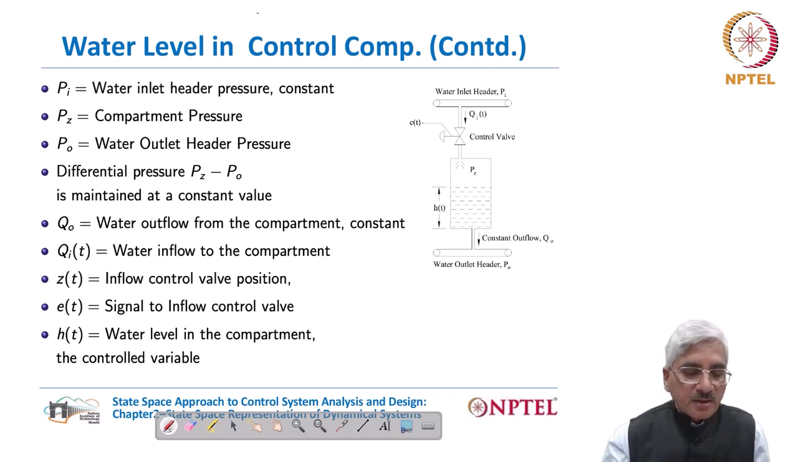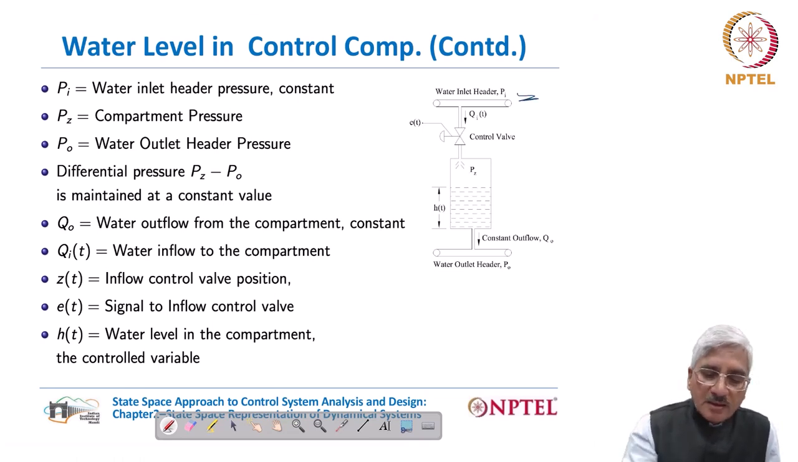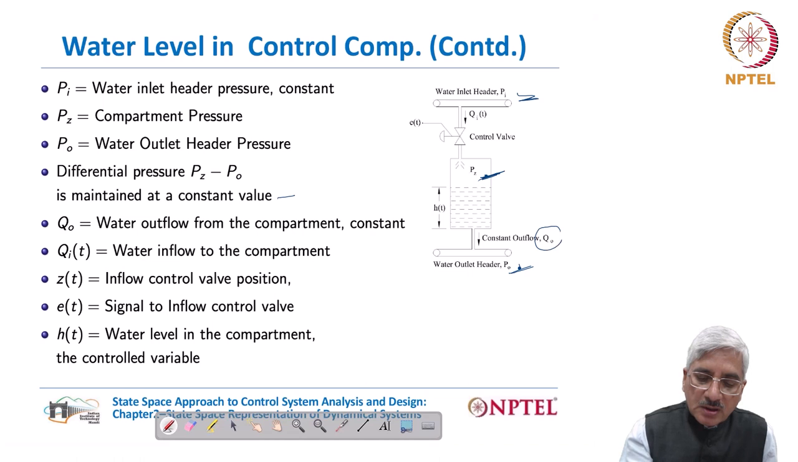These are the various quantities. At the cost of some repetition, let me introduce them once again. Pi is the header pressure here. Pz is the compartment pressure here. Po is the outlet pressure here. The differential pressure Pz minus Po is maintained at a constant value, as I said, and so the water outflow Qo is constant.